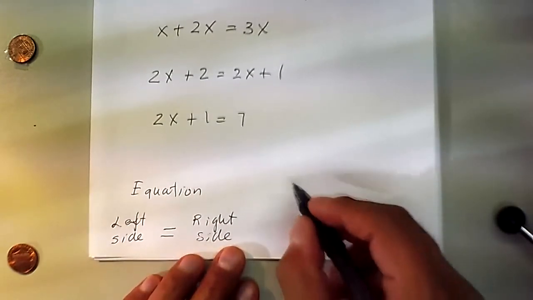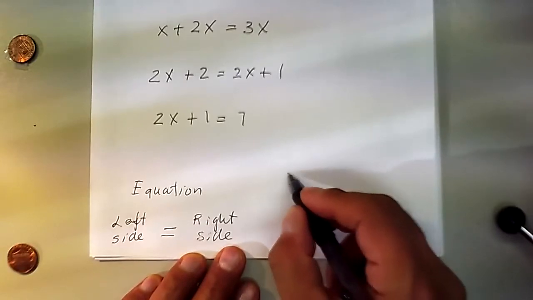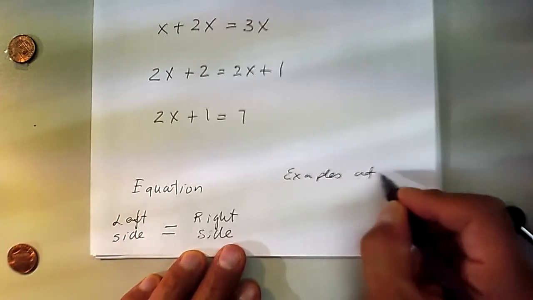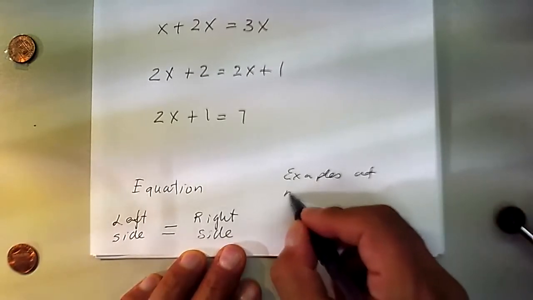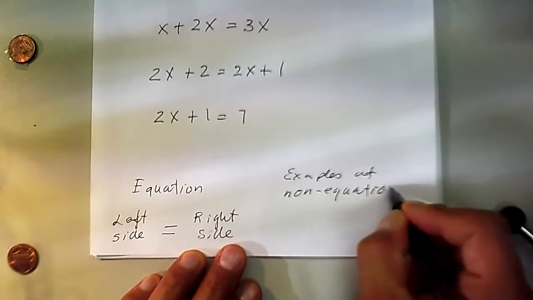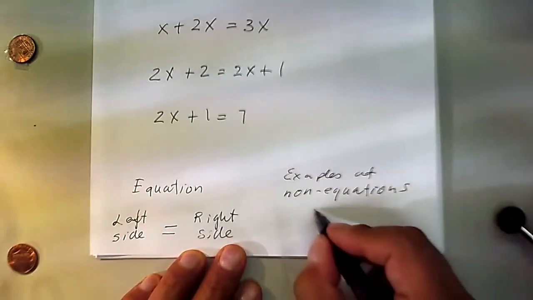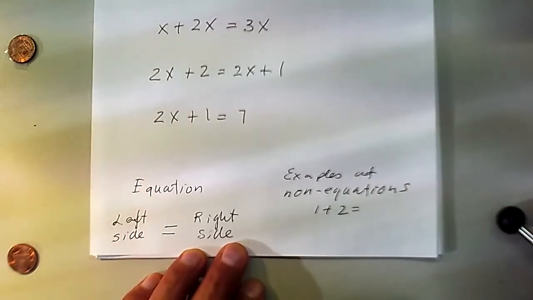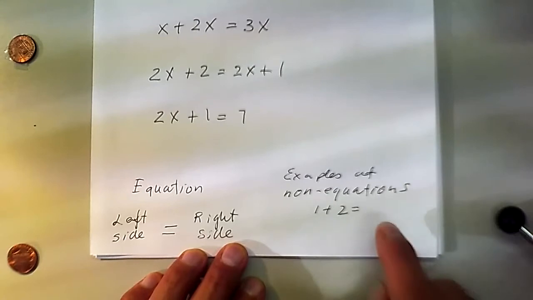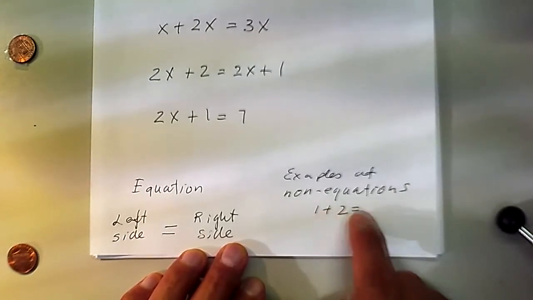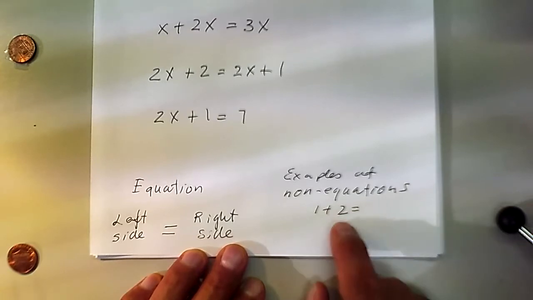So what is not an equation? Let me give you some examples of non-equations, very briefly. If we just say 1 plus 2 equals, that is not an equation because we are missing a right side. We have a left side and an equal sign, but not a right side. So that is not an equation.